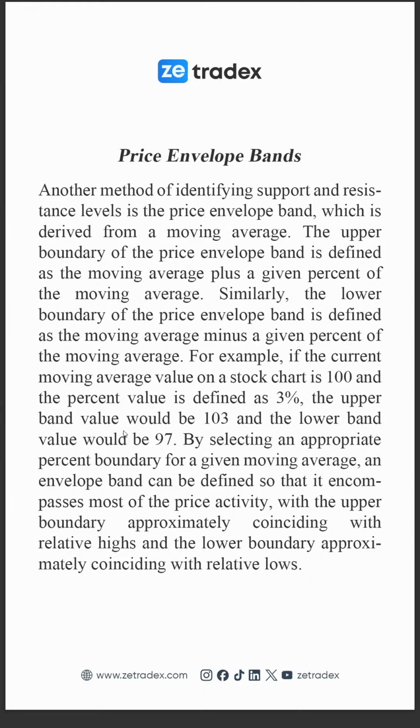For example, if the current moving average value on a stock chart is 100 and the percent value is defined at 3%, the upper bound value would be 103 and the lower bound value would be 97. By selecting an appropriate percent boundary for a given moving average, an envelope band can be defined so that it encompasses most of the price activity, with the upper boundary approximately coinciding with relative highs and the lower boundary approximately coinciding with relative lows.